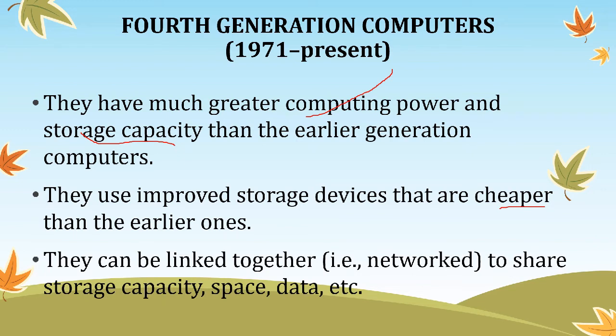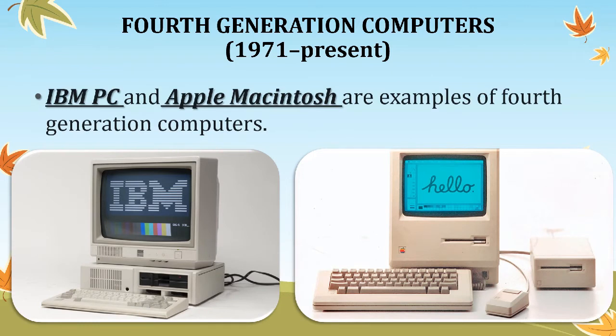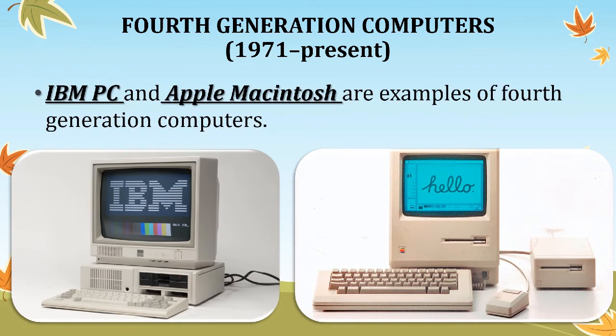They can be linked together to share the storage capacity, space, data, etc. See, you can form a computer network. You can link the computers together so that you can share the storage space or data. You can form a computer network in this generation. See, these two are examples of fourth generation computers, IBM PC and Apple Macintosh. See, this is IBM PC and this is Apple Macintosh. These are examples of fourth generation computer. This is like modern computers, right?